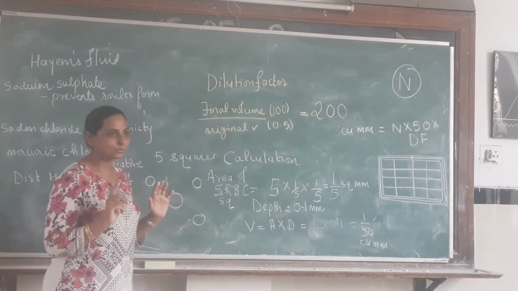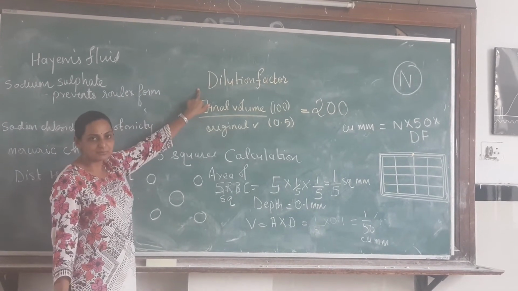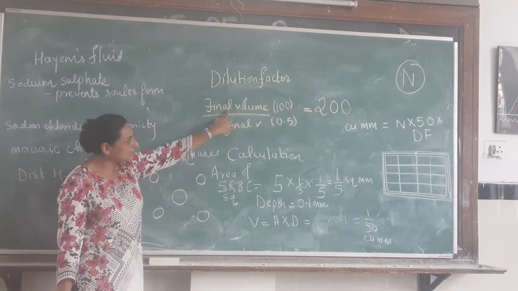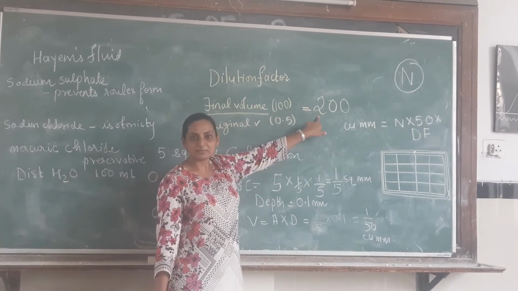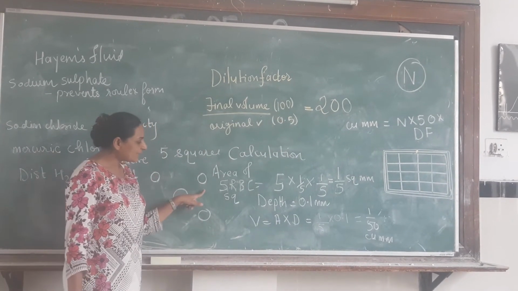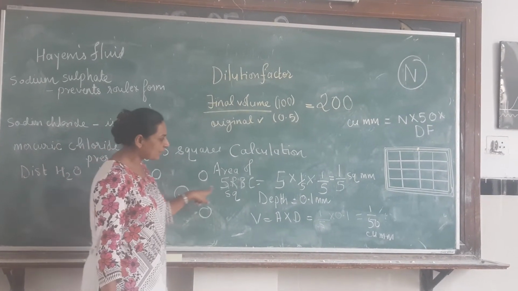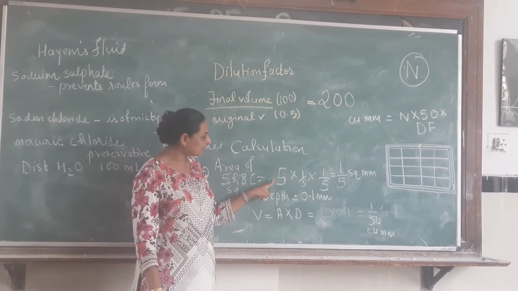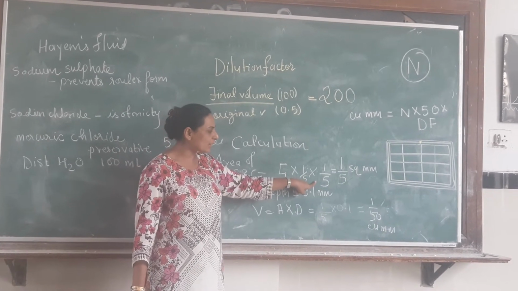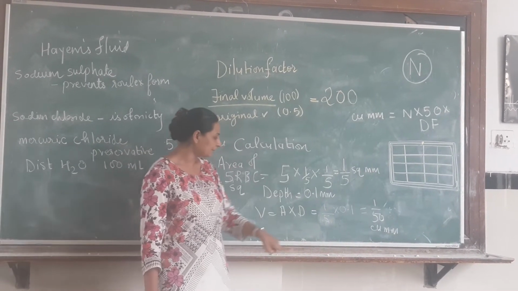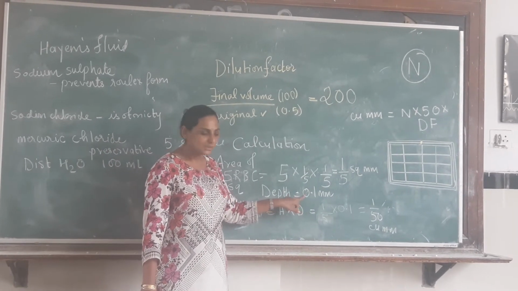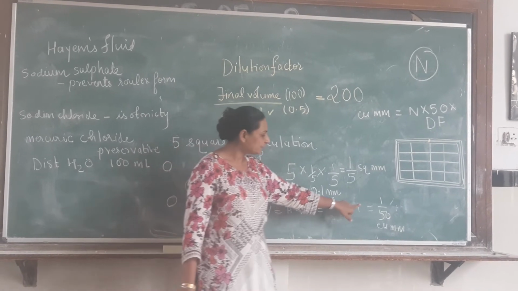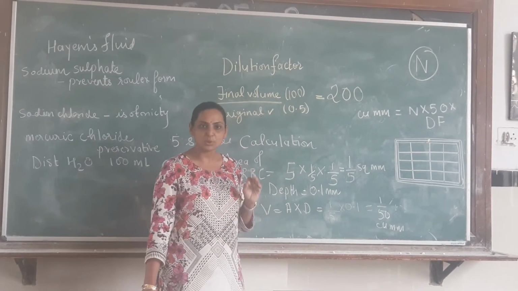So just look into the calculations. How is the dilution factor? I told you that 100 part is getting mixed with 0.5. Therefore it becomes 100 by 0.5 and the dilution factor is 200. How much is the area? The area of one small square is 1 by 25 and we are counting in 5 squares. So the area will be 5 into 1 by 25, that is 1 by 5 square mm. Depth is 0.1. Therefore the volume is area into depth, which is 1 by 5 into 0.1, that is 1 by 50 cubic mm.